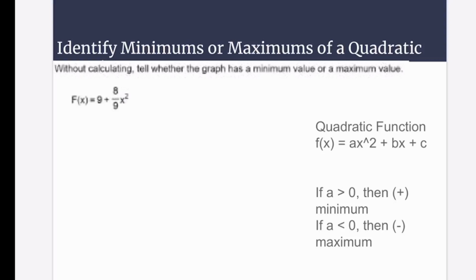So these are one of the easiest questions you'll ever get when they're asking you about a quadratic function. So we're going to identify minimums or maximums. A quadratic function always has this shape. It's either an upward parabola or it's a downward parabola.